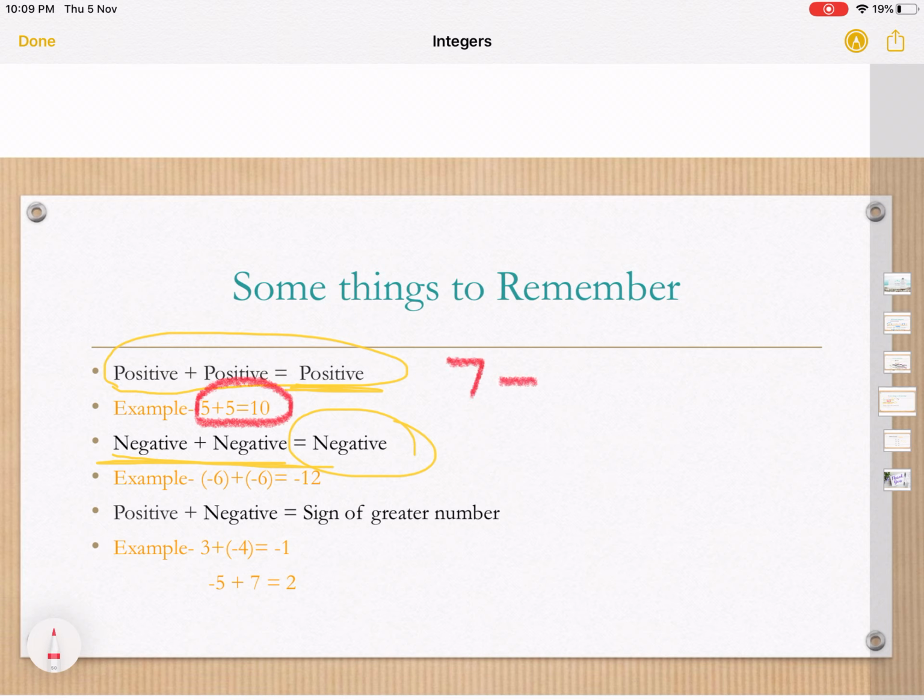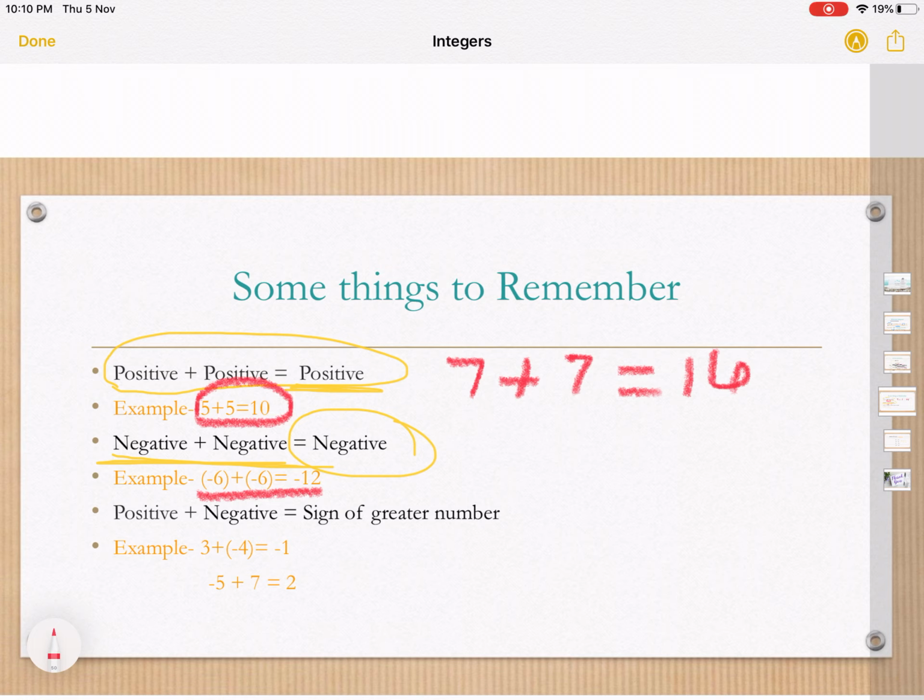Let's see 7 plus 7. Does it give you a positive number? Of course it does. It gives you 14. Now let's see these examples. -6 plus -6 is equal to -12.